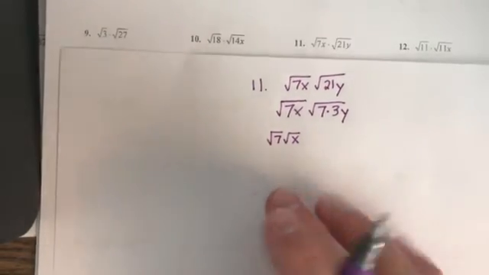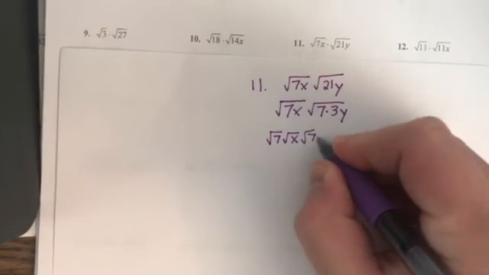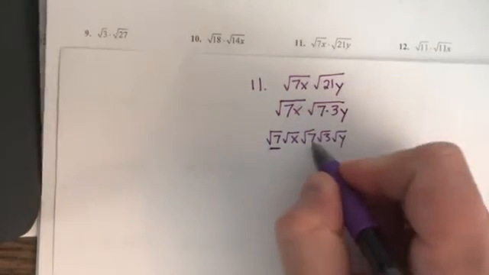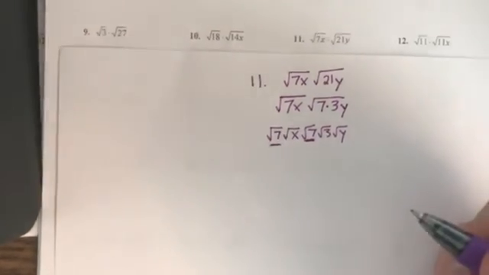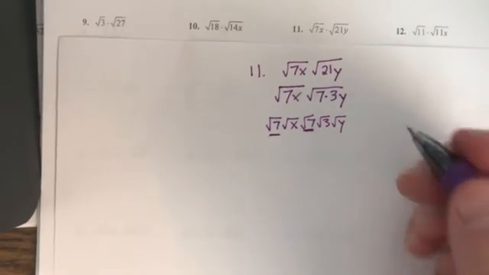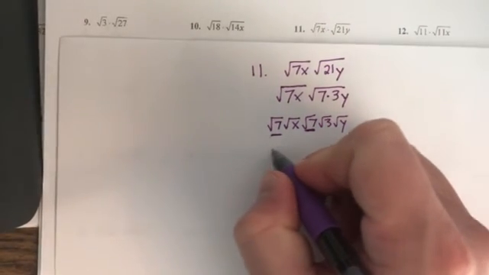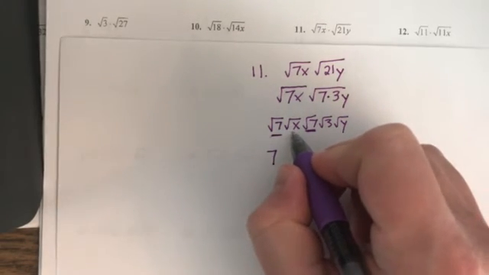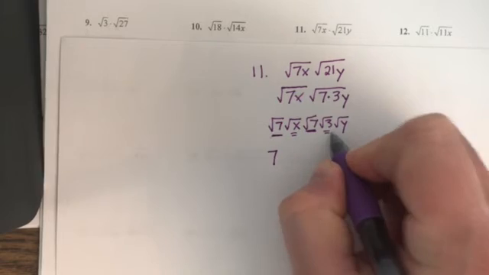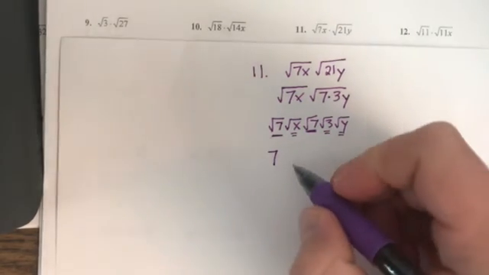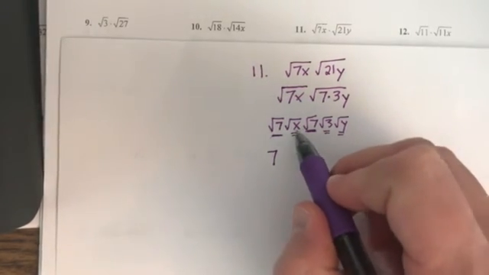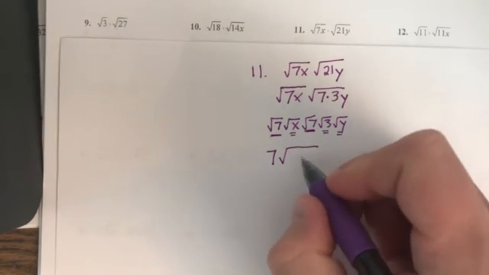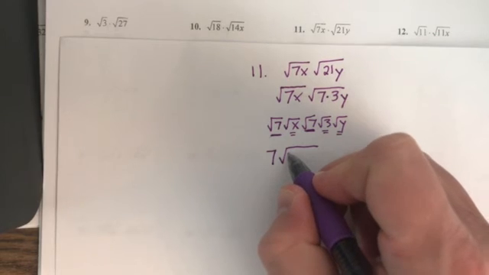Square root of 7 times the square root of x times the square root of 7 times the square root of 3 times the square root of y. Now the square root of 7 times the square root of 7, sure, I could multiply those. I would have the square root of 49. That's just the number 7. And then my radical parts here, I've got the square root of x, the square root of 3, the square root of y. Nothing really we can do there because there's no common factor. I could just write the square root of coefficient first, 3xy.